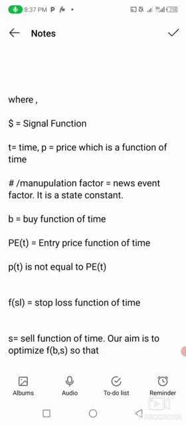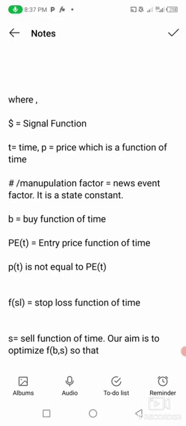P of T is not equal to PE of T. What this is trying to imply is that the price function of time is not equal to the entry price function. They're not the same thing. So you can have the price function of time independently showing how price varies with time, and it is very different.